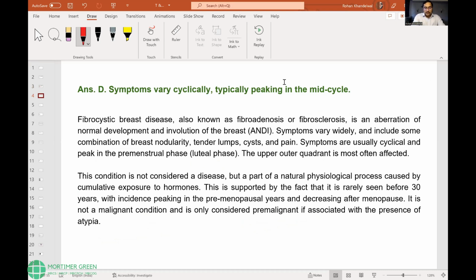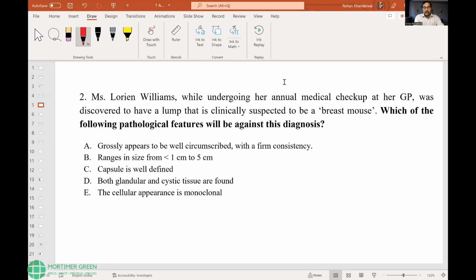So Miss Williams, while undergoing her annual medical checkup at her general practitioner, was discovered to have a lump that is clinically suspected to be a breast mouse. Usually, like I said, the questions which come from breast disorders are very simple questions, right? They don't ask very tricky questions unless it's a correlation with radiology and pathology. That is where students usually make a mistake. Otherwise, primarily from breast, there are very straightforward questions which are asked. There are certain exceptions which I'll tell you as we keep on discussing.